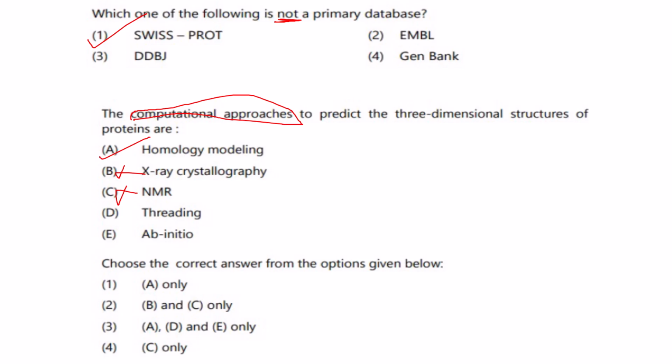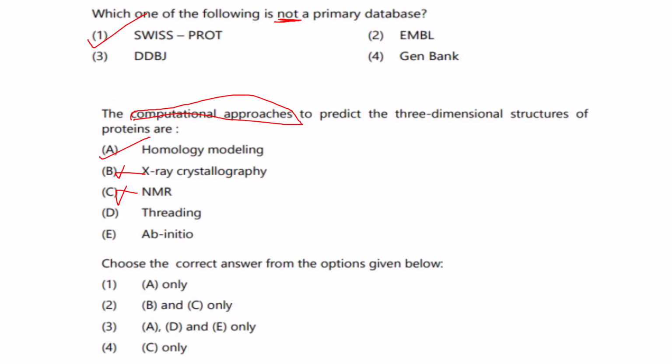So it will compare the sequence of the protein that you have given with various structures present in the database, and it will predict and tell you, see, this protein whatever you have discovered in your lab will have a structure similar to this particular protein. So that is homology modeling.